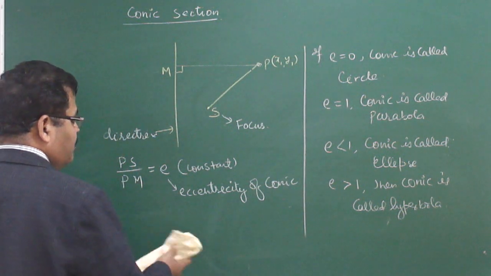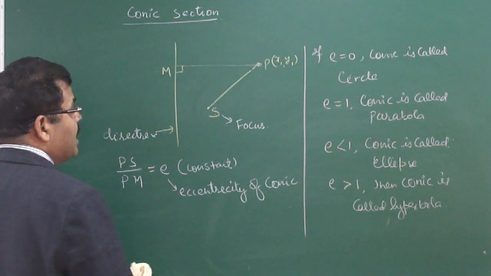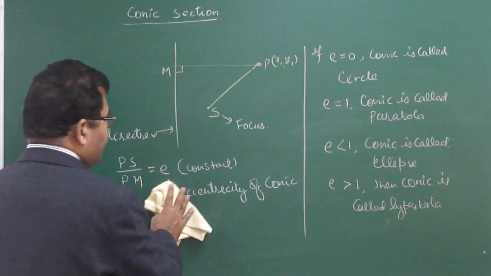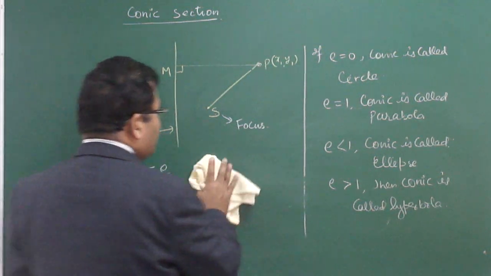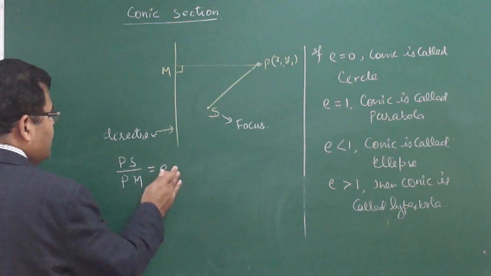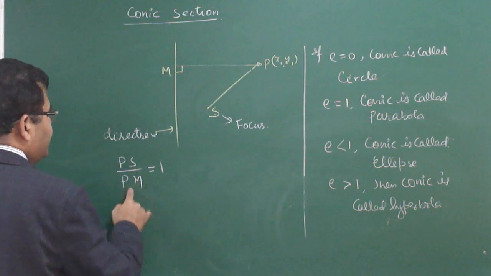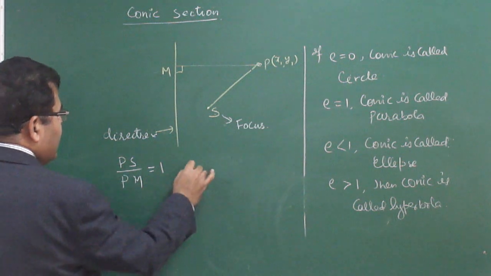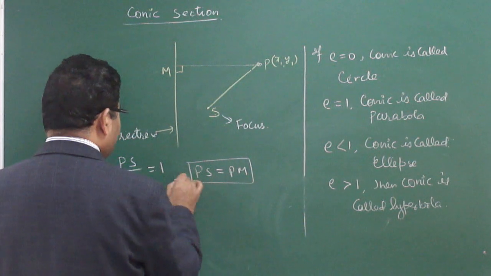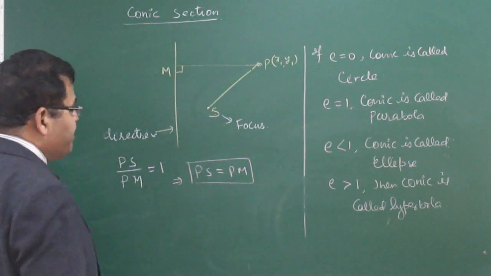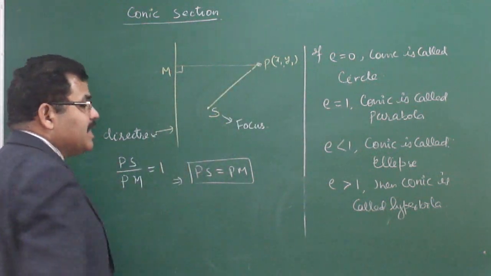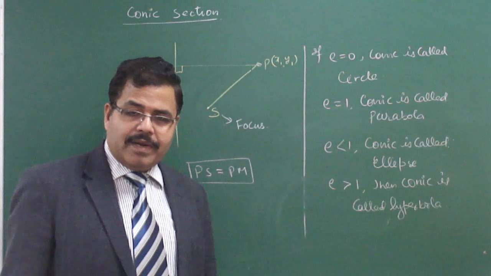Think about that. Now, moving to a particular one, that is the parabola. If E is exactly equal to 1, then in that case, this distance and this distance will be equal. That is, PS must be equal to PM. It means the distance from this fixed point and the distance from the fixed straight line will always be equal.